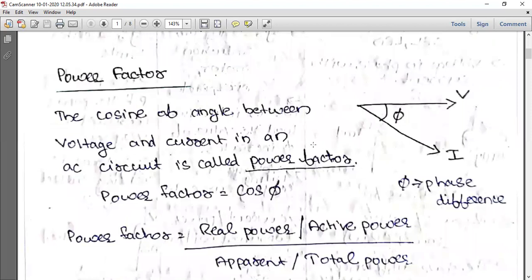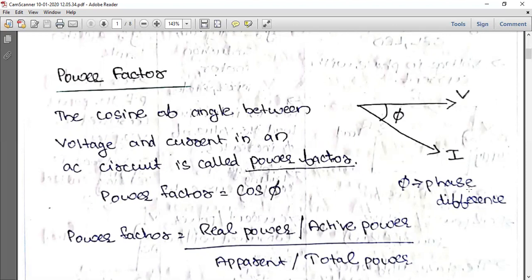So power factor, as you know, is the cosine of the angle. You know cos theta, sine theta, trigonometry. The cosine of the angle between voltage and current in an AC circuit is called power factor. If this is the voltage and this is the current I, then there is a phi, which is the angle between voltage and current. So cos phi is what we call the power factor, and phi is what we call the phase difference.